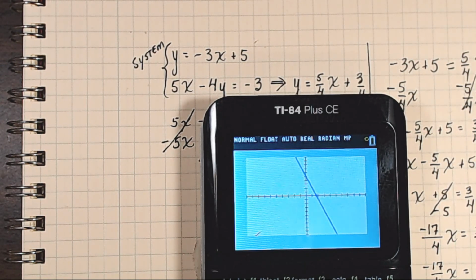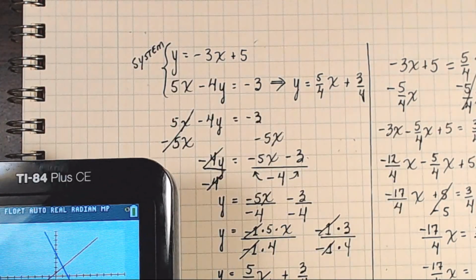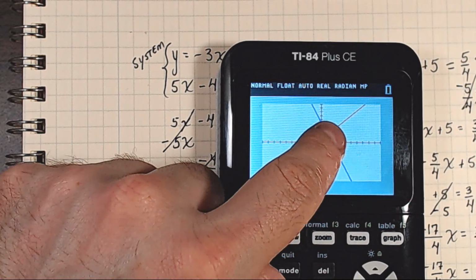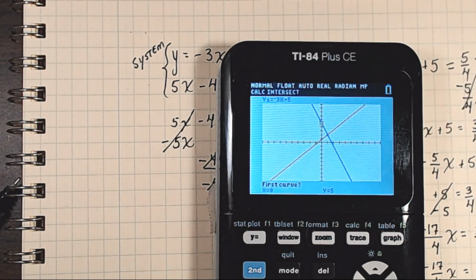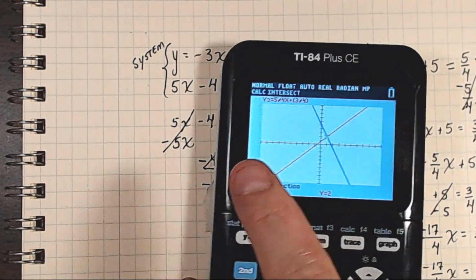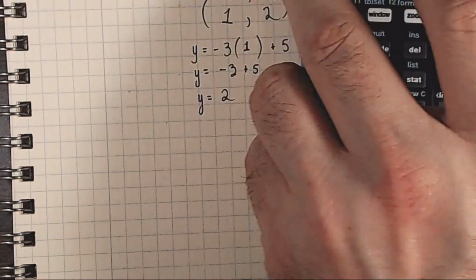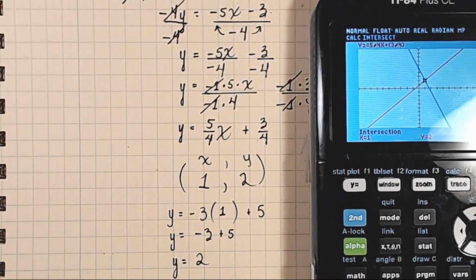What we're hoping is that they cross at 1, comma 2, where x is 1 and y is 2. The way I find out is, now that I see that point right there, I hit second trace, intersect, enter, enter, enter. Intersection: x is 1, y is 2. A beautiful confirmation of our answer using substitution. So we solved the system of linear equations using substitution, and we found the intersection point of those two lines.